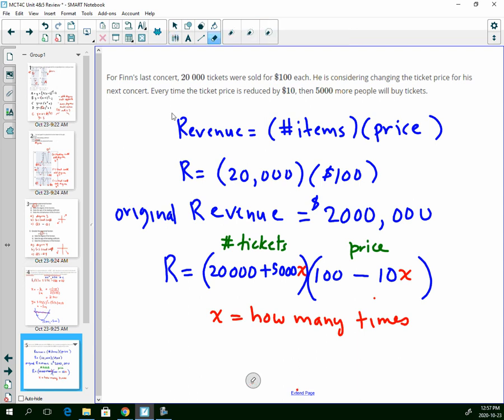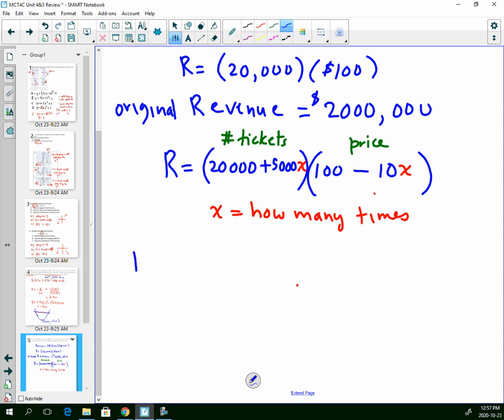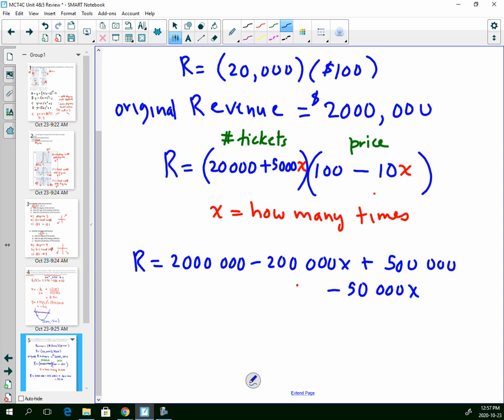Okay, so what we want to do is expand these brackets. I'm going to just multiply them together. And then I'll just collect like terms. I'm going to put the x squared at the beginning, so it's in descending order. I'll add the two middle terms together. And we have 2.